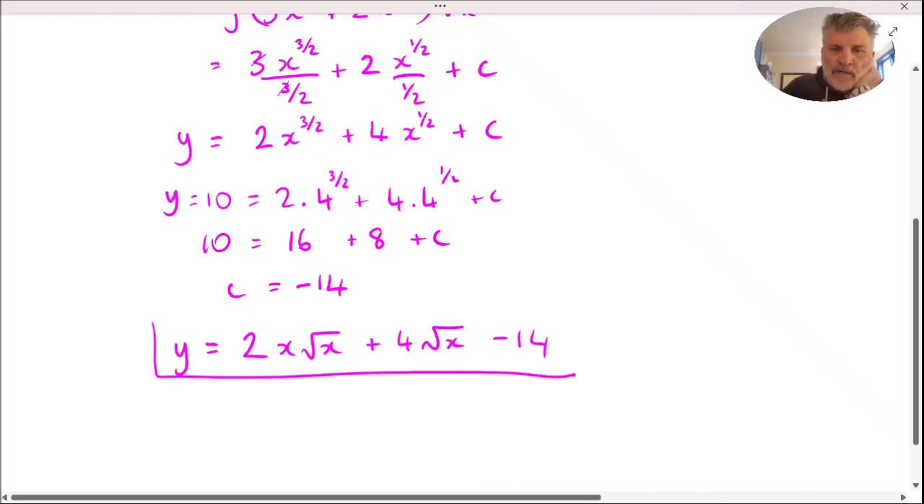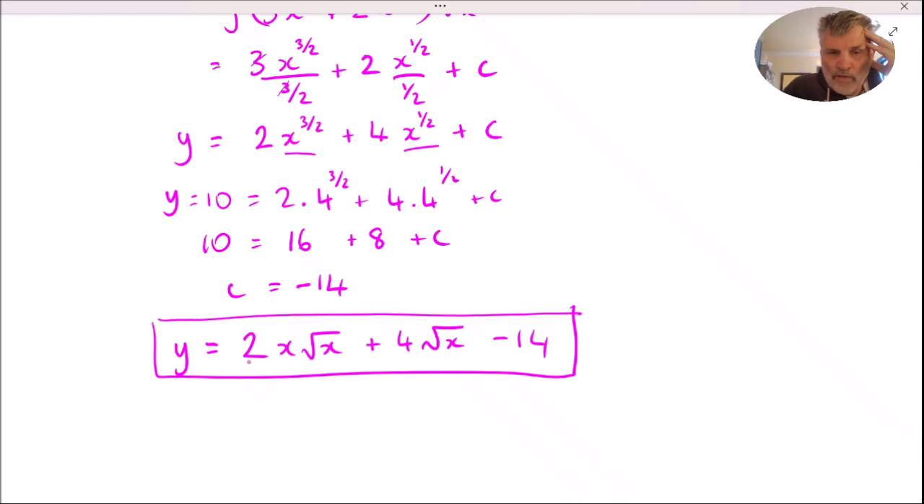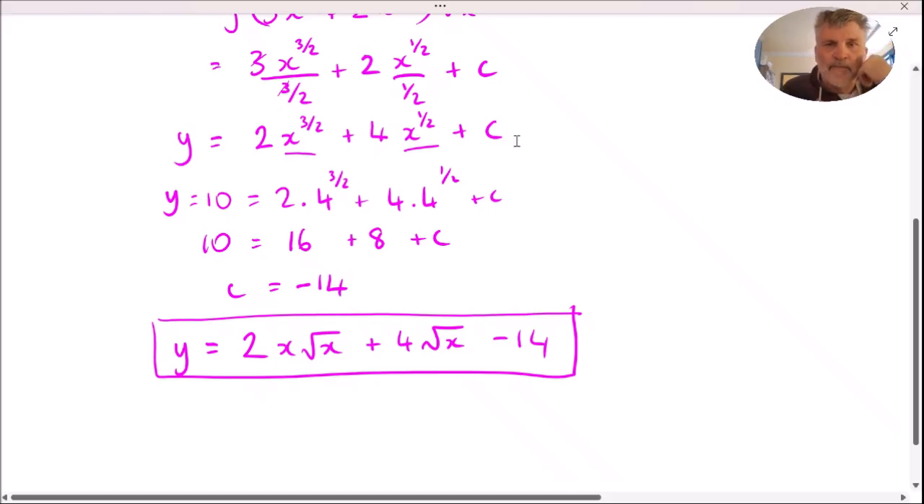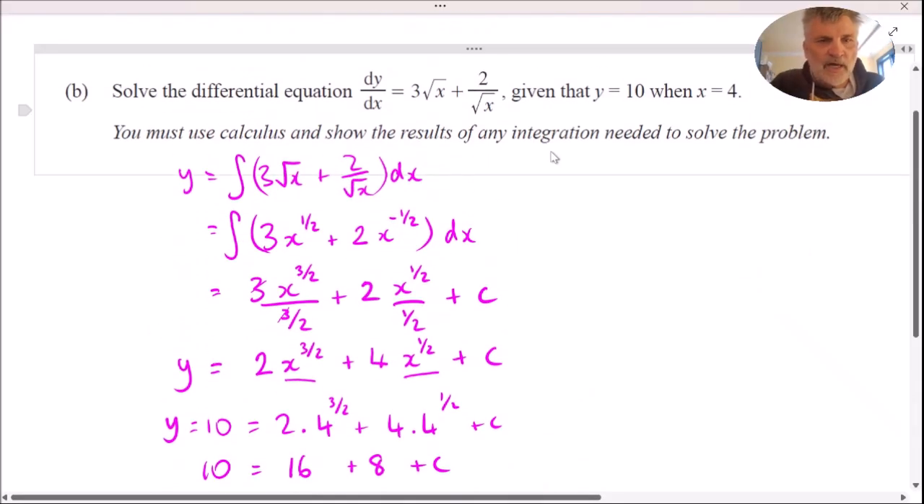So that's one way to write the answer. Leaving these as powers would be okay too. You should write out the whole equation, y equals, with the constant that you have found. So that's part B.